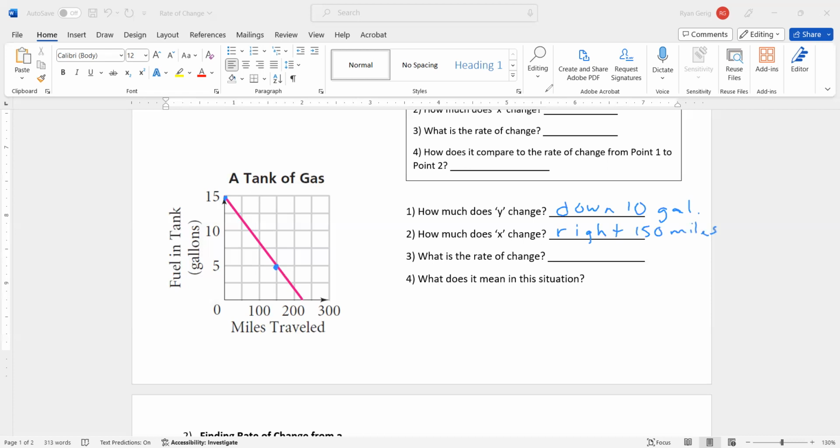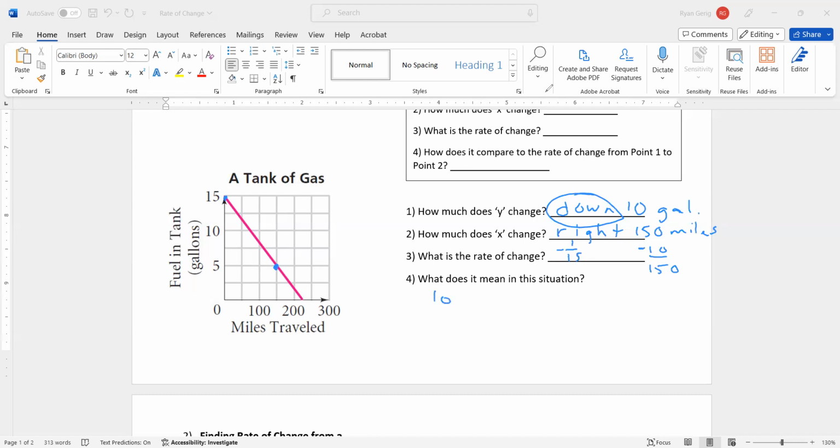So the rate of change is just that fraction, 10 over 150. But the problem is down means negative. So I've got to remember to put that there. Always reduce if you can. So I can take 10 out of both of those. It's -1/15. So what does this mean in the situation?